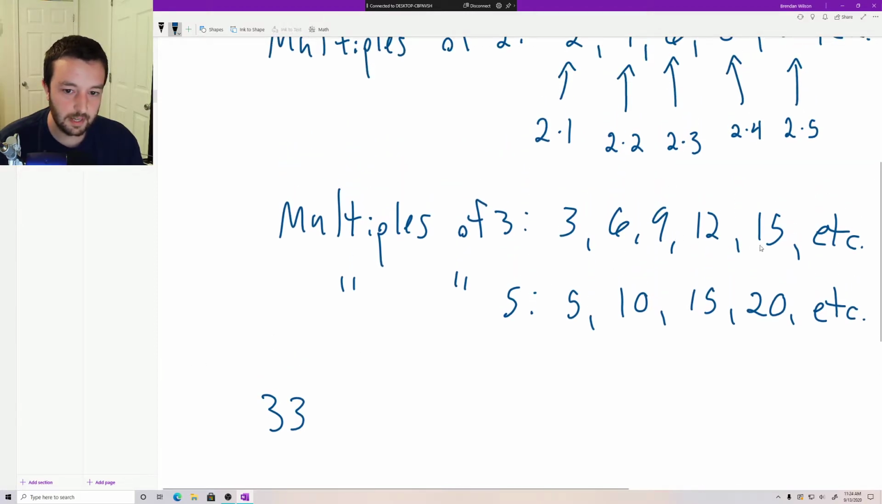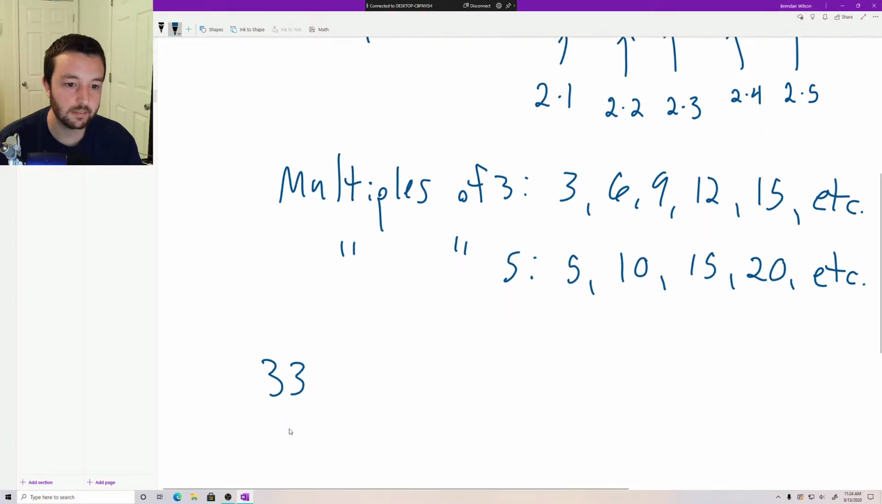For 3, it's not as straightforward. Okay, 5, there is a pattern. All of the numbers either end in 5 or 0. So 33 doesn't end in 5 or 0, so it's not going to be a multiple of 5.